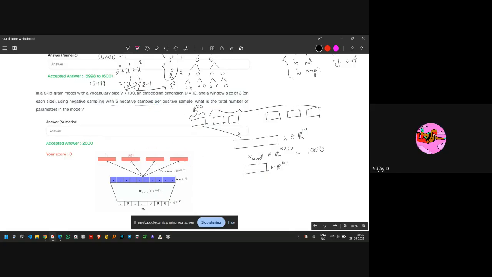So W of context belongs to R 100 cross 10. So this is again 1000. 1000 plus 1000 is 2000. Okay. Why are we not multiplying 1000 into 6? Because these are negatives, the same weights will be there.